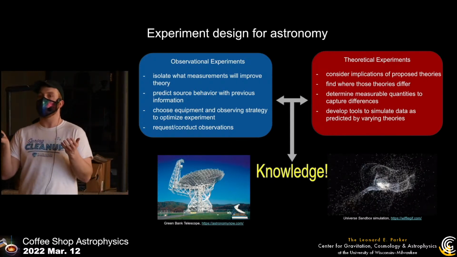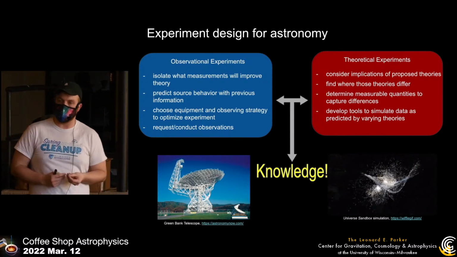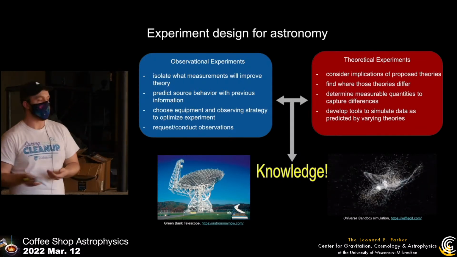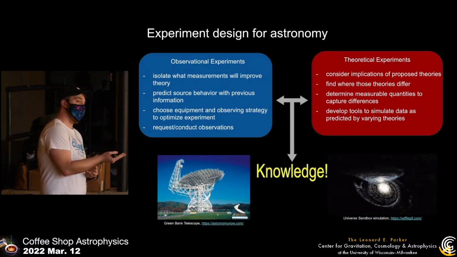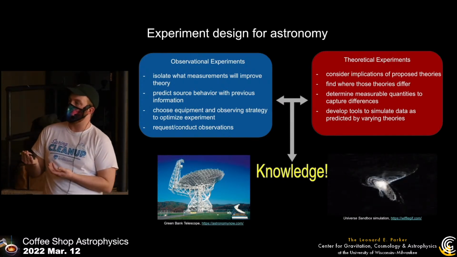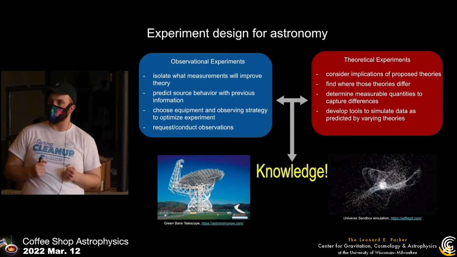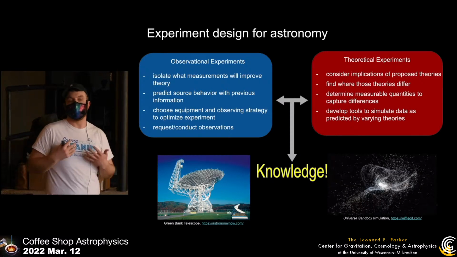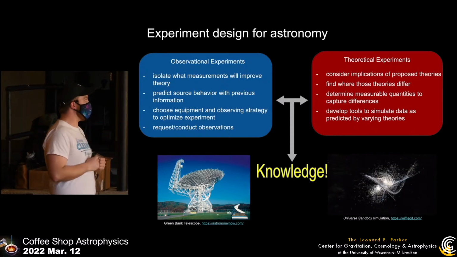So what things should we expect to see in a galaxy that forms according to theory A compared to theory B? If we can isolate those things that are different, we can come up with experiments that will target those differences and nail down which theories actually represent what is happening in the physical world.